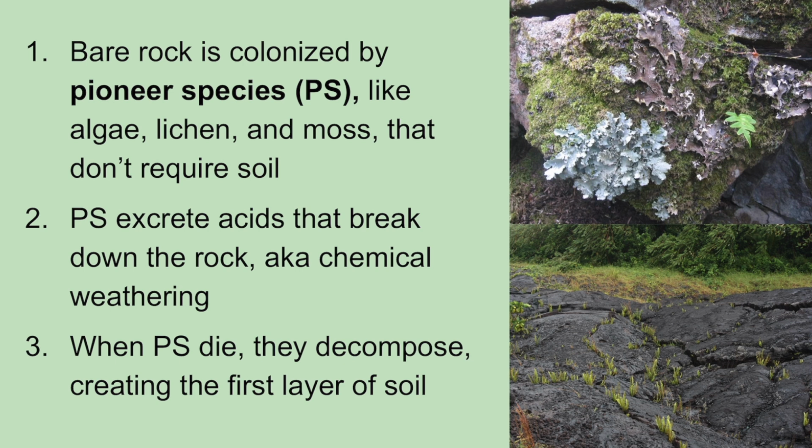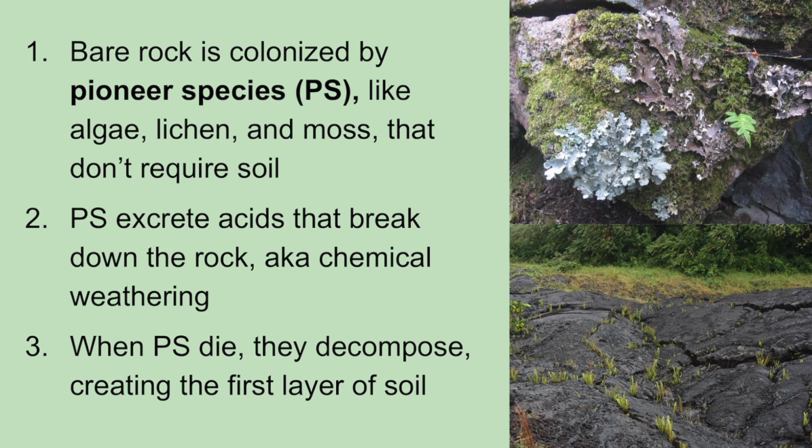The first one is that bare rock is actually colonized by pioneer species, and those species are things like algae, lichen, and moss, and they do not require any soil. So pioneer species will then excrete acids that break down the rock. We can also call this chemical weathering. There's other types of chemical weathering, but this is an example of that process.